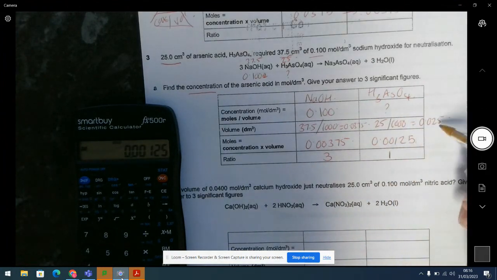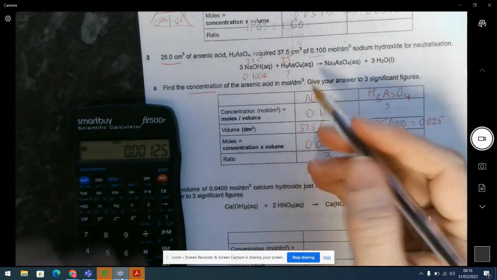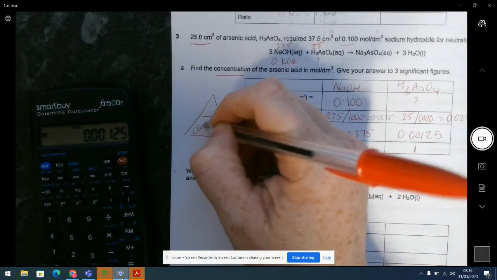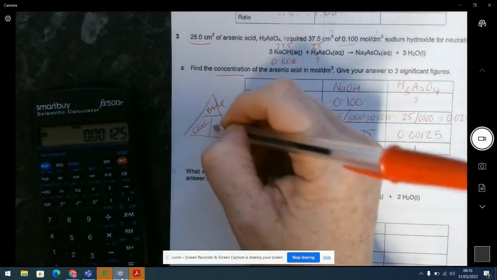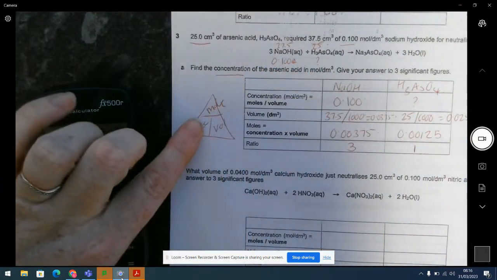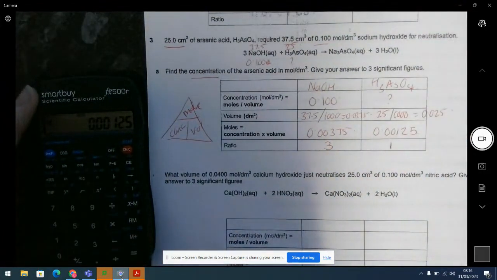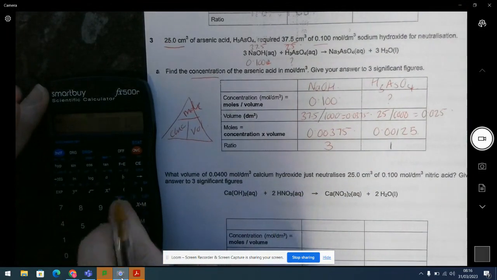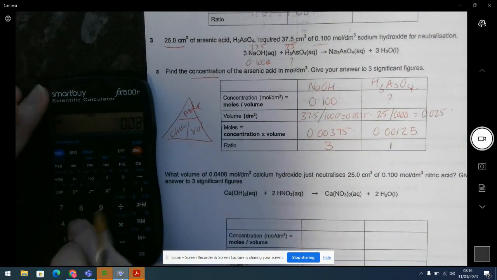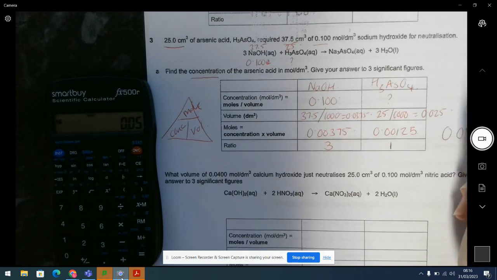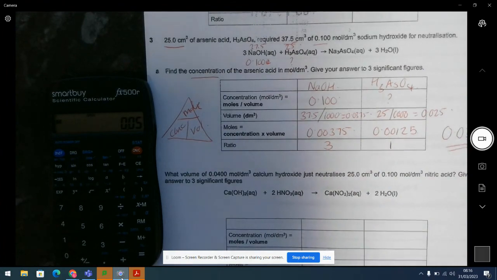So I've worked out the moles, I have my volume, and now it's about putting it into the triangle. Concentration, moles, volume. So to do my concentration, I take the mole value. So in this case, what I've got on my calculator there, and I'm dividing it by 0.025, and that gives me a value of 0.05, like so. And there you go. That's how you would do that one in particular.